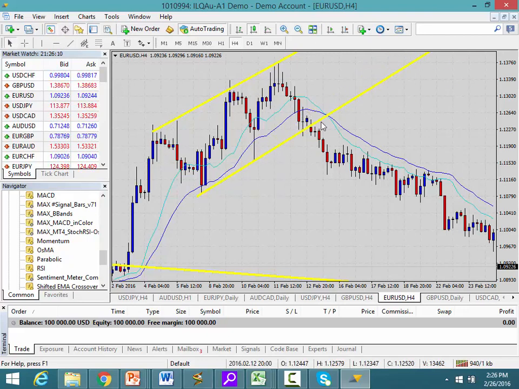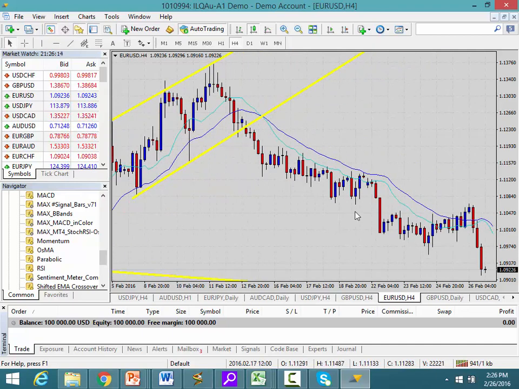Okay, it broke out of this channel, heading to the downside, and now every other trend line or accumulation phase, the market accumulates. Then you can see right here, the market accumulates, breaks this trend line. This would have been a good entry point right here when it breaks these trend lines.